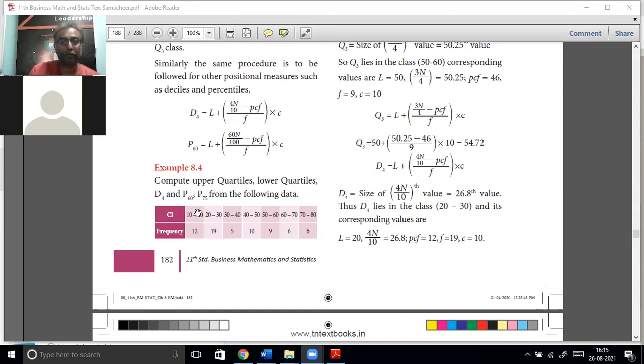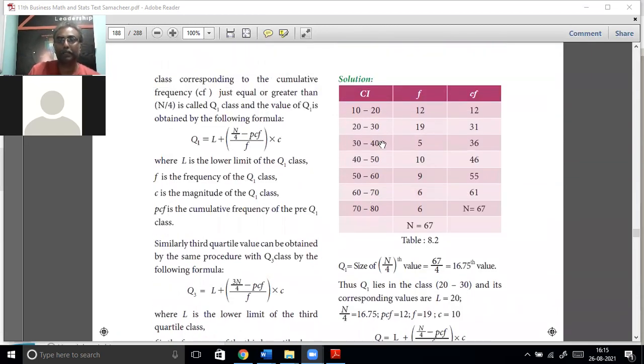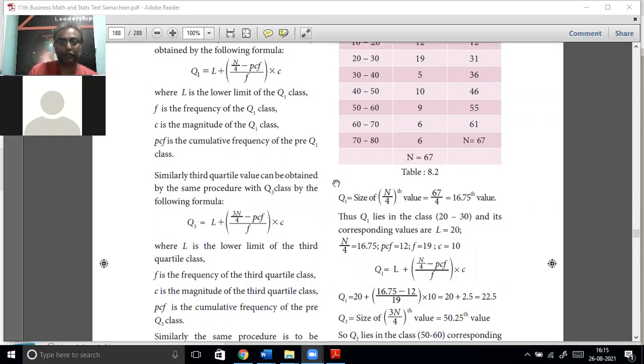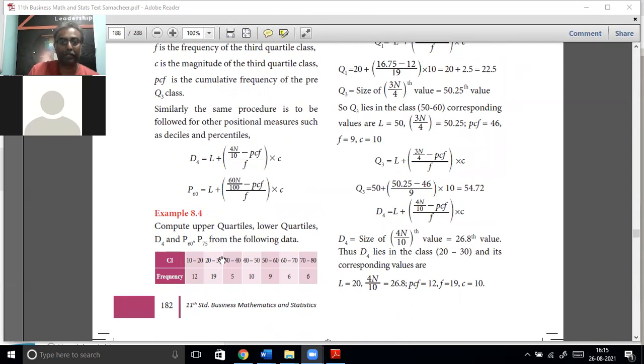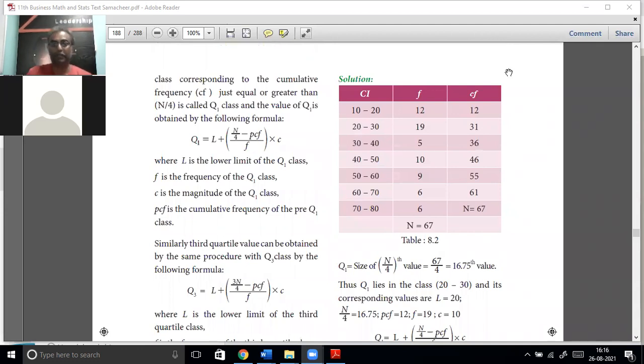So 1, 2, 3, 4, 5 things you have to find out. First thing you have to do is arrange a table like this. The data is given as 10 to 20 and so on, so instead arrange it horizontally with cumulative frequency: 10 to 20, 20 to 30, 30 to 40. Then put the corresponding frequency there. Then calculate cumulative frequency: 12 plus 19 is 31, 31 plus 5 is 36, 36 plus 10 is 46, like that. Finally n comes to 67.